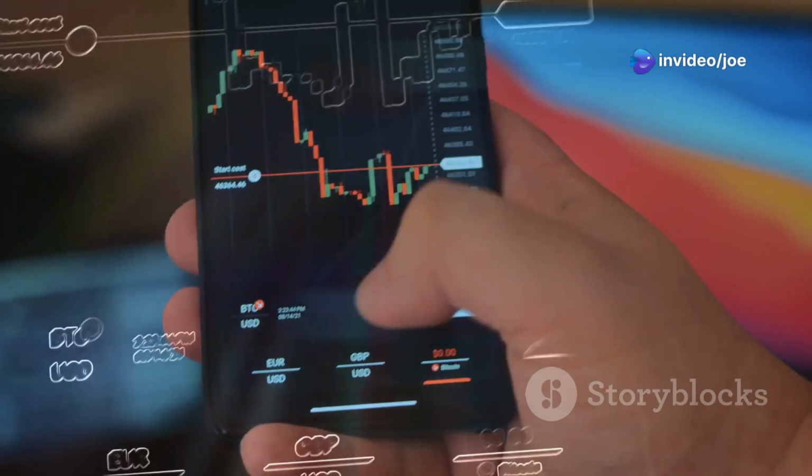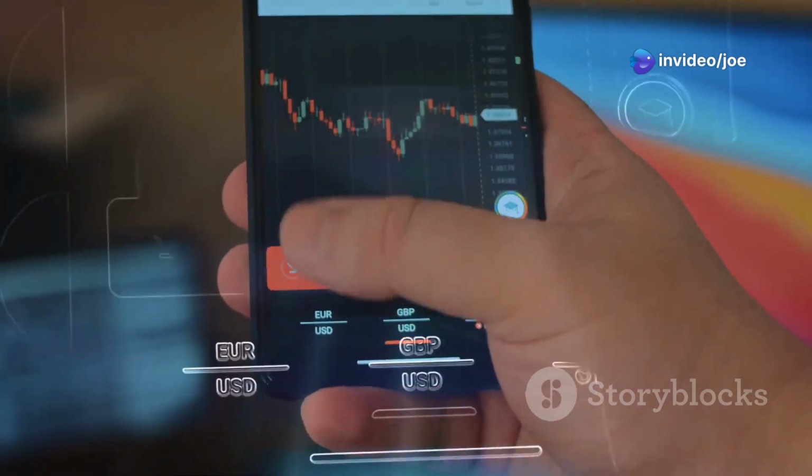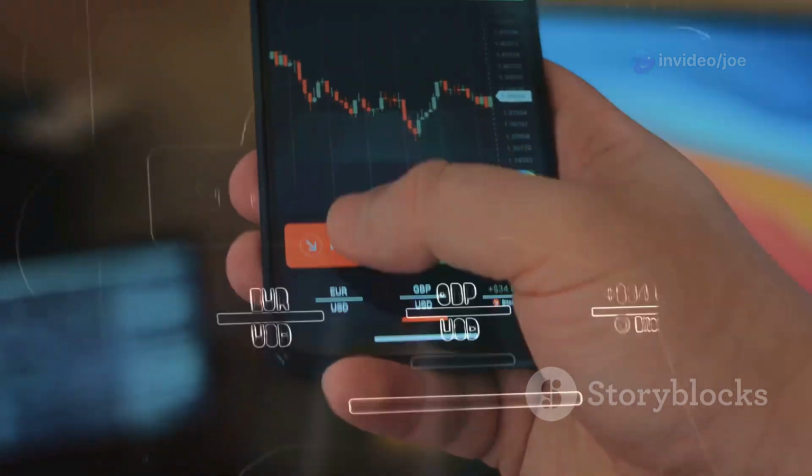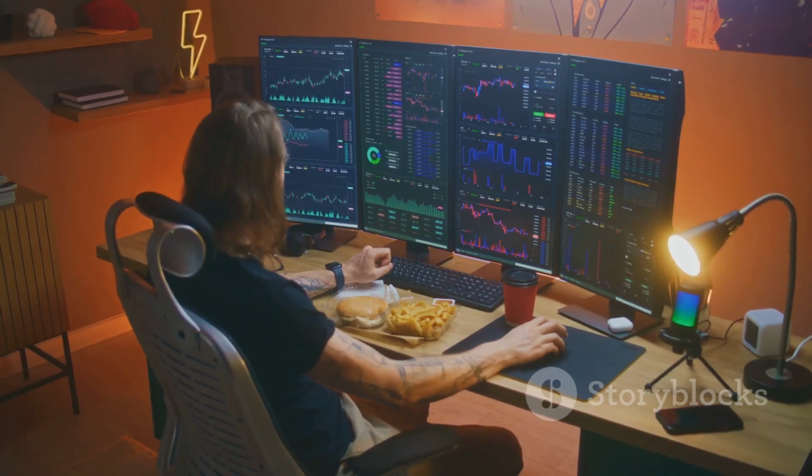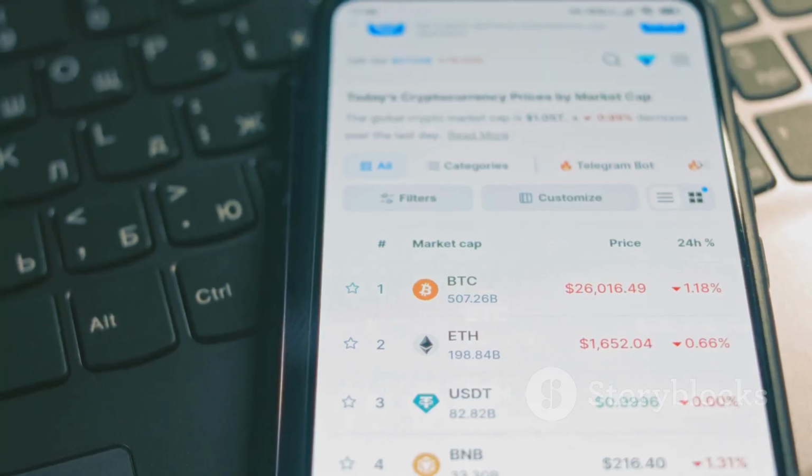Listen, becoming a successful trader takes time, effort, and constant learning. These indicators are just tools. They can help you make more informed decisions, but they're not magic bullets. So, do your own research, practice risk management, and never stop learning. The world of crypto trading is waiting for you.